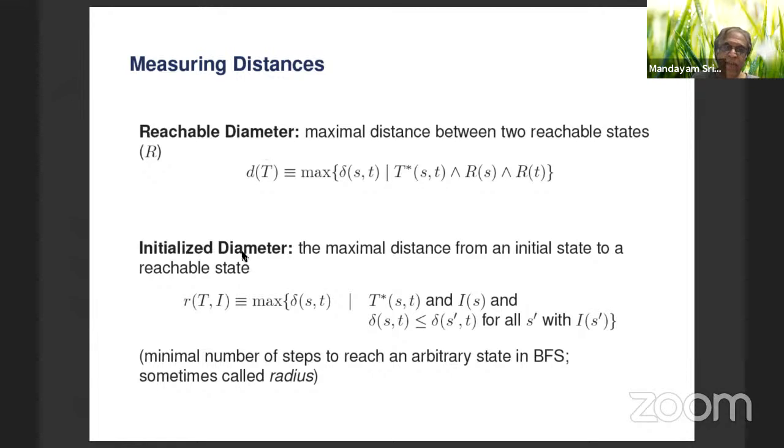That is the reachable diameter. The initialized diameter is the maximal distance among all the states that are reachable from any of the initial states in R. That is what we define as the initialized diameter. And you will see that the completeness threshold bound can be expressed in terms of these parameters.